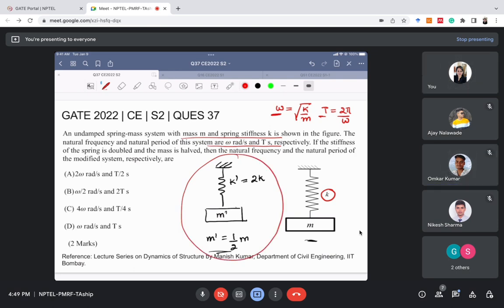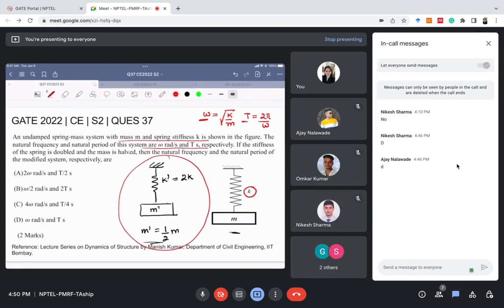Option D. It will not change according to you, right? But why? You need to find omega dash and T dash. Please try it again. Omega dash and T dash. Any other answers? B, ma'am. B. Okay. Yes. Any other?